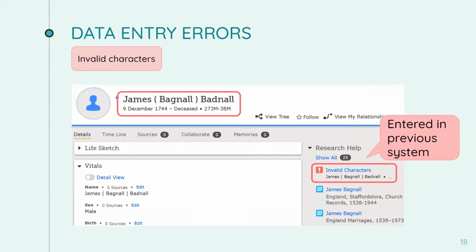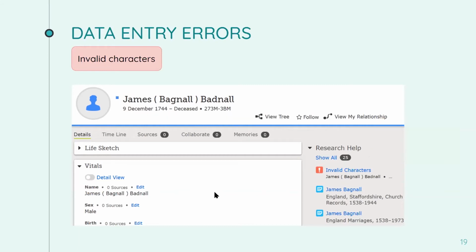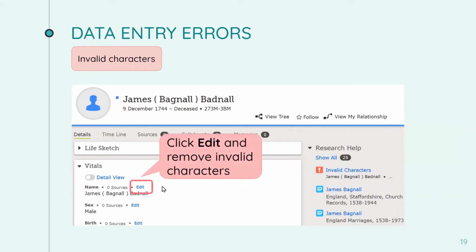And eventually they're all going to get cleaned up, right? But for now, it's possible that you'll run across these errors where you've got punctuation problems or invalid characters that you've got to clean up. Fortunately, cleaning those up is actually very simple. You just click Edit next to the thing that has the incorrect characters in it, and you just erase the characters, and it's as simple as that.